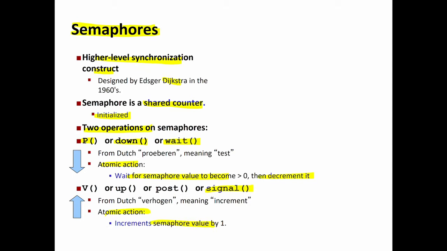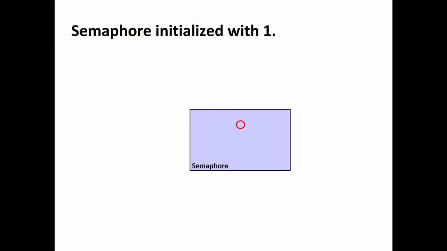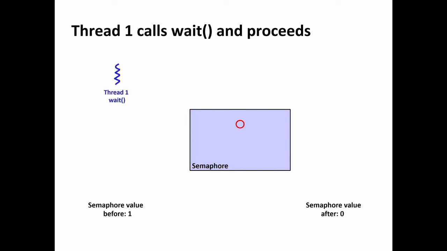Now let's remember what we have done. You can envision a semaphore as a table with a number of tokens on it. When we initialize a semaphore with 1, it means we initially put 1 token on the table. Now when a first thread comes, the semaphore value before is 1, and the thread calls wait on it. When a thread calls wait, it takes the token if there exists one, and it proceeds.